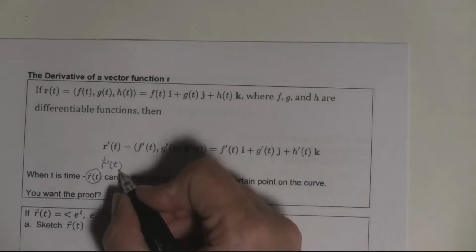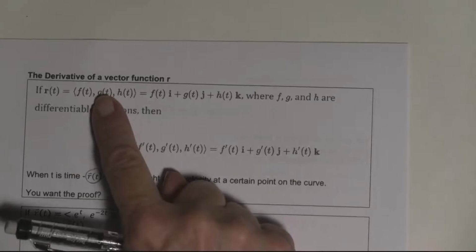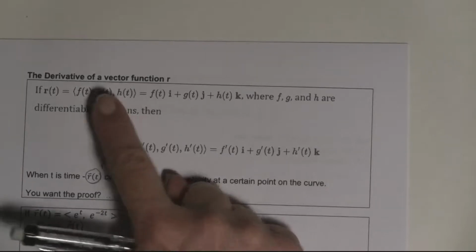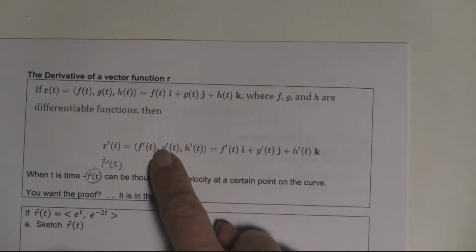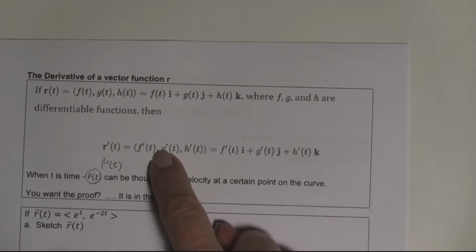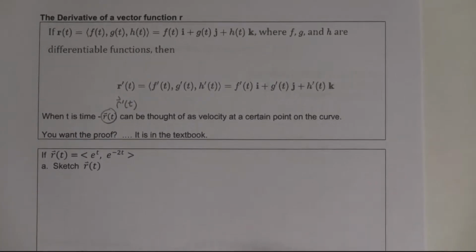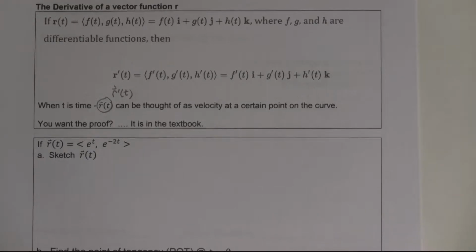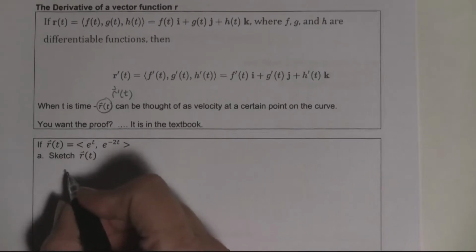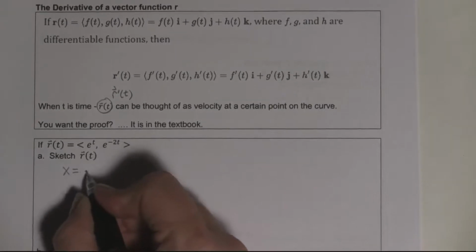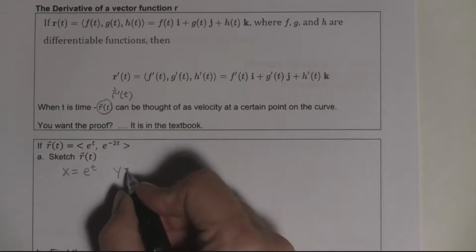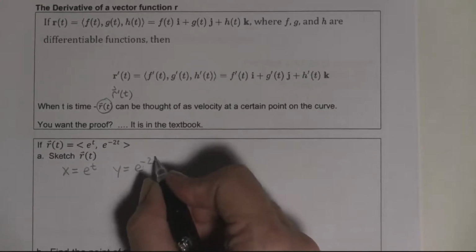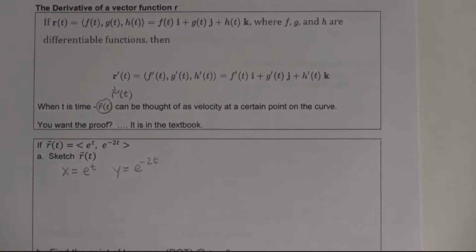They do a lovely job of proving that if this is your r at t, your position vector, then this is the derivative, and it's the velocity. So here I'm going to look at an example in 2 dimensions because they're easier to draw, and so that you can just see what's happening. It's asking us first to sketch it. And remember, when we're sketching it, we let x equal the first coordinate, e at t, and y equal the second coordinate, e at negative 2t. And then you see if you can put these together.